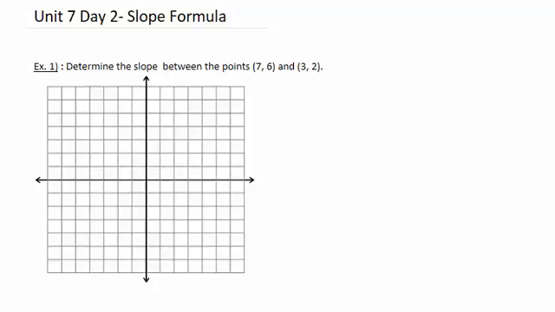So in order to find this slope, let's first start by graphing the points. So let's graph 7 and 6. So we'll go 7 on the x-axis, 1, 2, 3, 4, 5, 6, 7, and 6 on the y-axis. So there's our point, 7, 6. Okay, and now we just need to graph our second point, 3, 2. So we'll go on the x-axis 3, and we'll go on the y-axis 2. And now let's just draw a line between them so we can create this line.